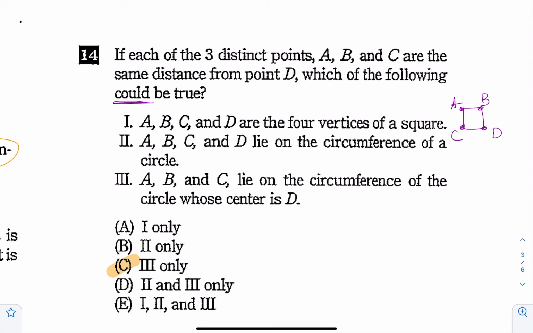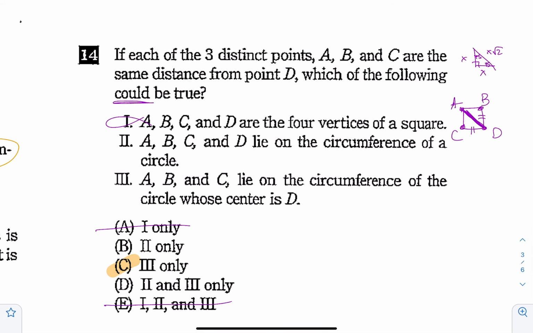Here, you see that that's impossible because B and C would be the same distance to D, but A to D is this diagonal, and this diagonal is longer than the side. When you split a square down the diagonal, you have a 45, 45, 90 right triangle, which has a diagonal distance of x root 2. So 1 can't be true, so you eliminate A and E because they have 1 in it.